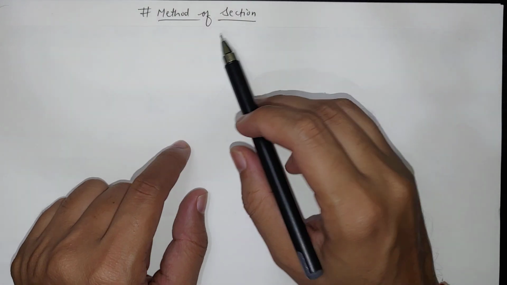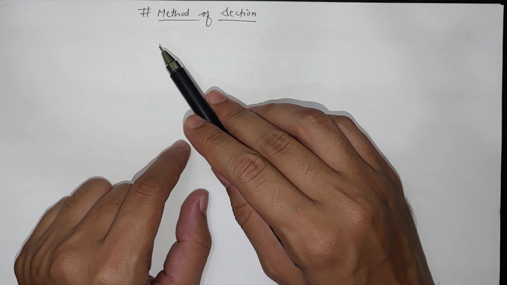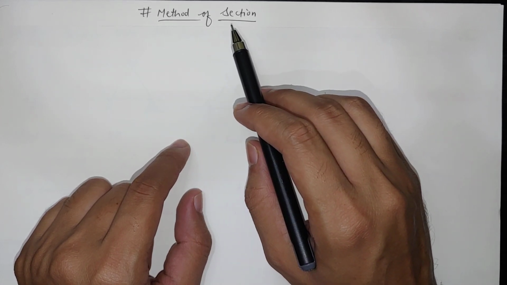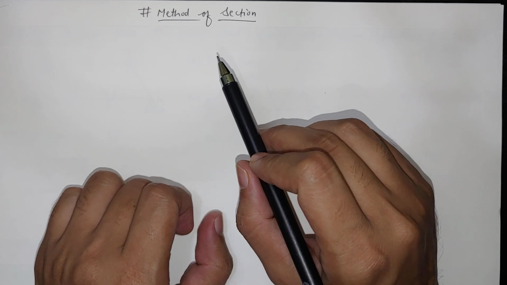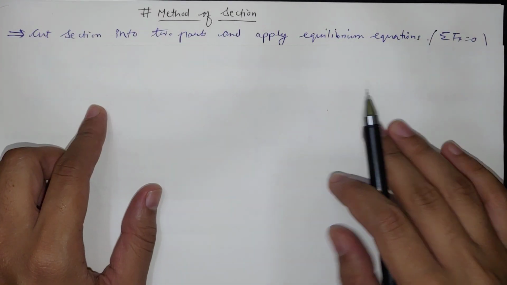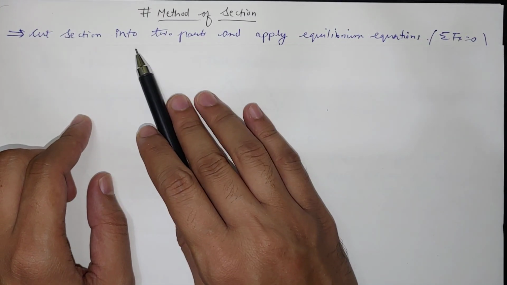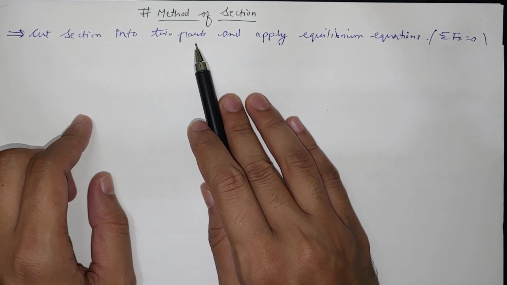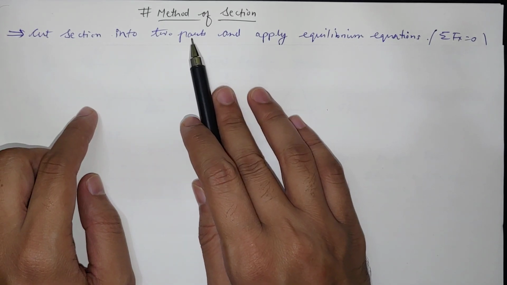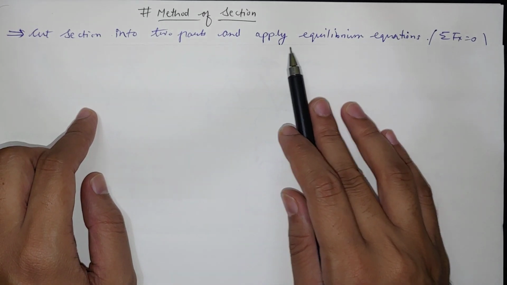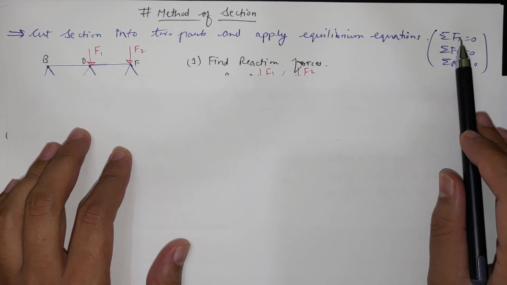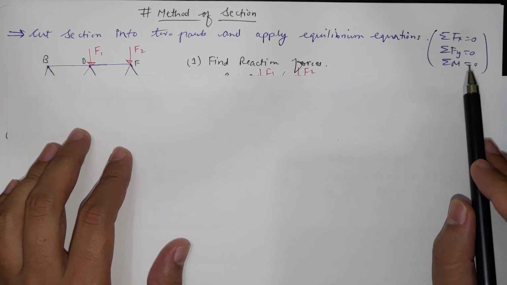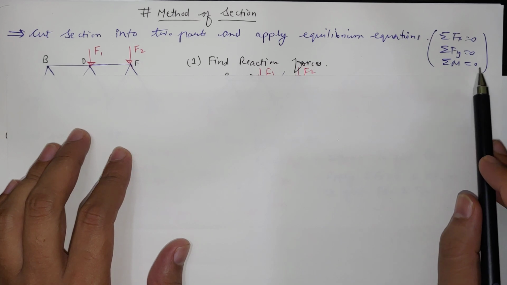In this video we will see the method of section, and it is a very useful method because we can directly find the force in any member inside the truss without jumping from one point to another like in the method of joint. Here we have to cut the truss into two parts. This is an imaginary section which we cut through the truss, and we apply the equilibrium equations: summation of x equal to 0, summation of y equal to 0, and summation of moment equal to 0 to that section.